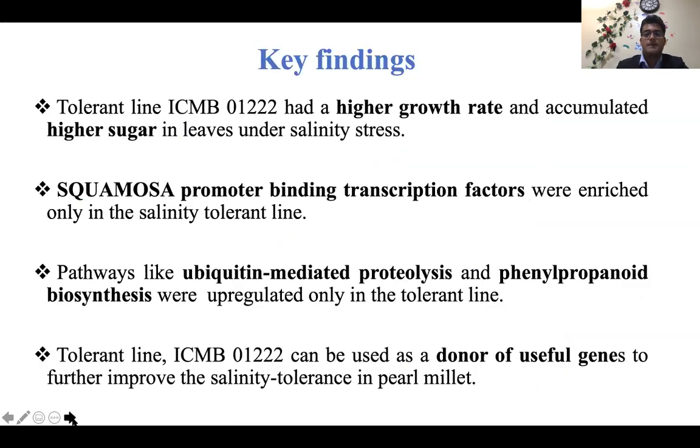So the key findings from this study were that the tolerant genotype ICMB0122 showed higher growth rate and accumulated a high amount of sugar in leaves under salinity stress. Squamosa promoter binding transcription factors were only found in the salinity tolerant line. Ubiquitin-mediated proteolysis and phenylpropanoid biosynthesis were upregulated in the tolerant line. And we think that the tolerant line can be used as a donor of useful genes to further improve salinity tolerance in pearl millet.